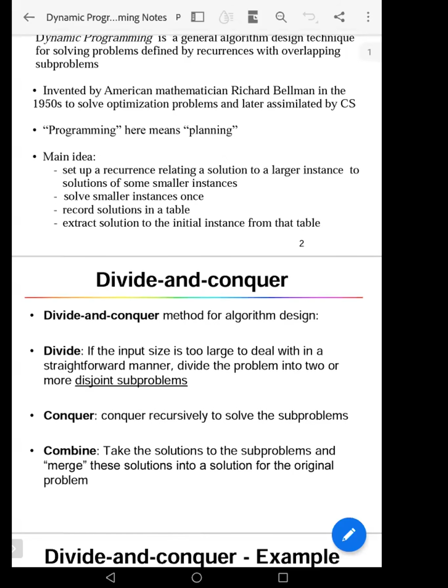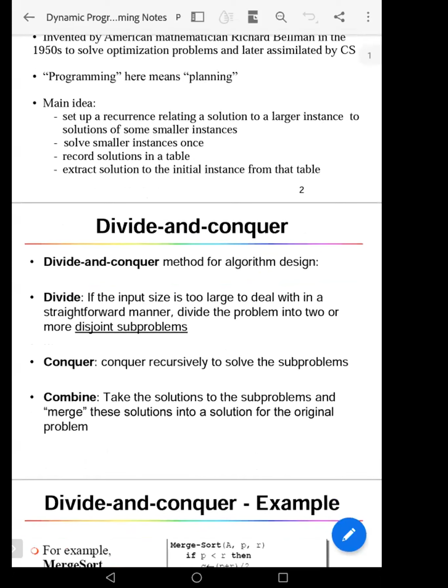What is the main idea to solve any problem using dynamic programming? First, you have to set up a recurrence relating a solution to larger instances to solutions of some smaller instances. Then we solve the smaller instances once, record the solutions in a table, and extract the solution to the initial instance from that table. So when we talk about divide and conquer and dynamic programming, in some cases both are the same, and in some cases they are different.